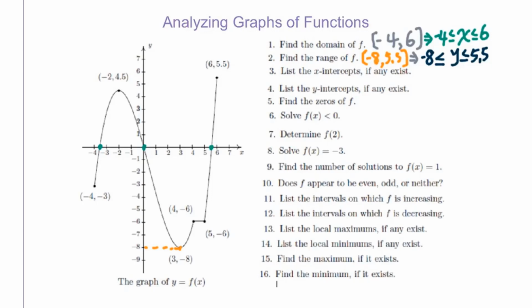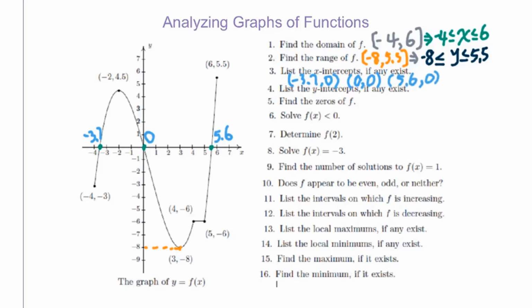If it's not integers, let's estimate. This is negative 3.7. This is 0. This one is 5.6. So for x-intercepts, we need coordinates to show them. So we got (-3.7, 0), (0, 0), and (5.6, 0).